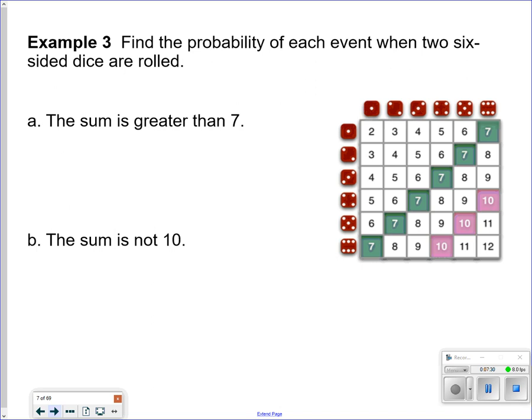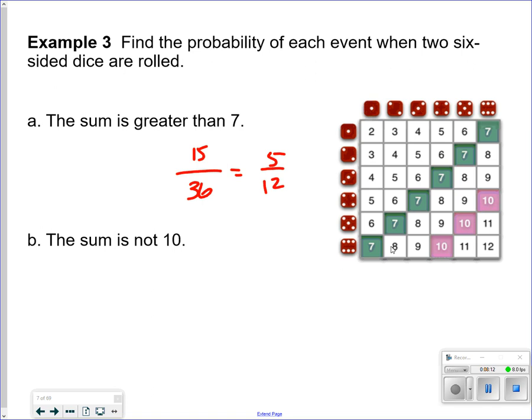Find the probability of each event when 2 six-sided dice are rolled. So the probability of getting a roll that's greater than 7. So there are 1, 2, 3, 4, 5, 6, 7, 8, 9, 10, 11, 12, 13, 14, 15 positive outcomes for this out of the grand total of 36 total outcomes. So when you roll the dice, there's 36 different ways. So if I reduce this, and again, you should reduce all fractions or turn it into a percentage. If I reduce this, it's 5/12, meaning if I rolled the dice 12 times, 5 of those times I should get a roll that's greater than 7.